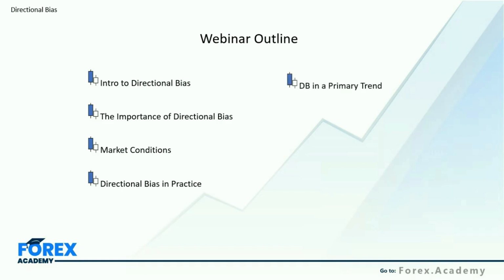It's also important to know and understand the type of trend that you might be looking to trade. So what we'll do is we'll have a look at directional bias in a primary trend, but also directional bias in a secondary trend. And we'll explain what we mean by that. And then we'll just finish off with some final considerations to be made about the topic of directional bias.